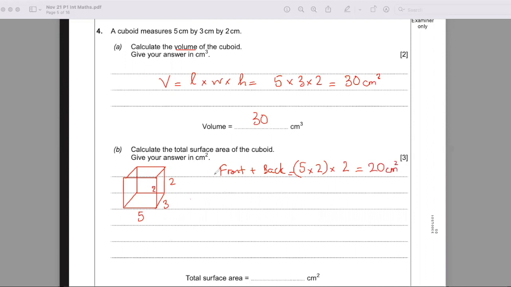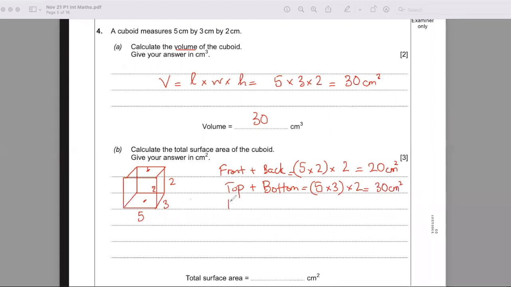The next one we're going to do is the top and the bottom. Now the bottom here is 5 times 3, so the top is exactly the same. And you just times it by 2, and that would give you 30 centimeters squared.